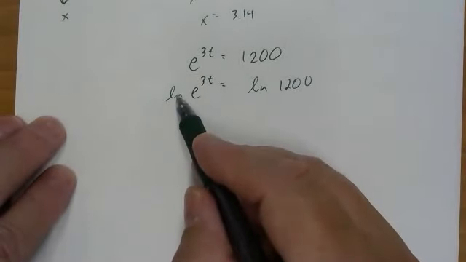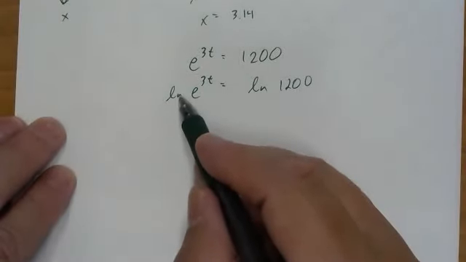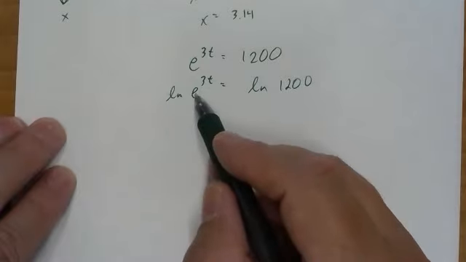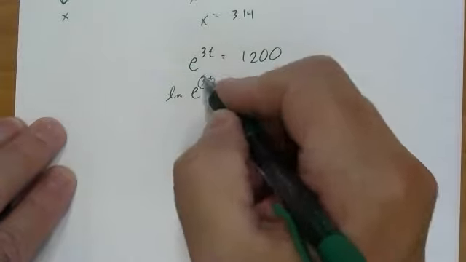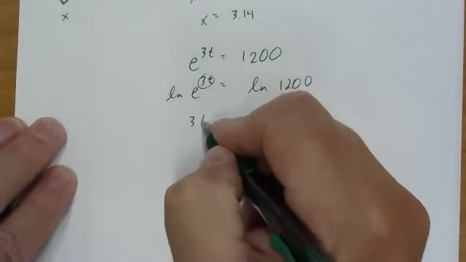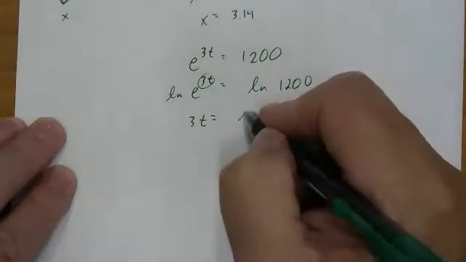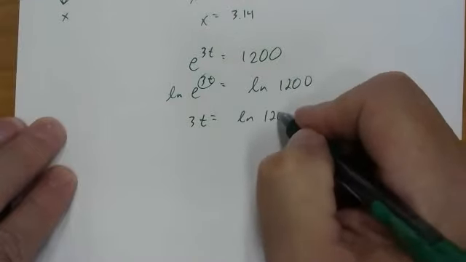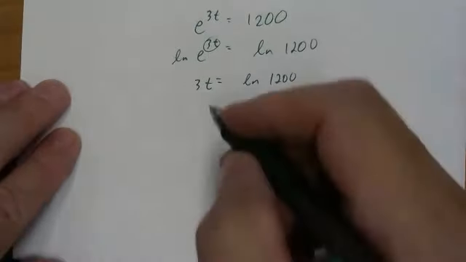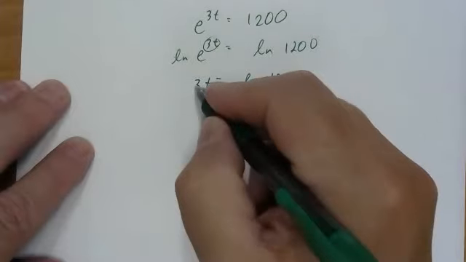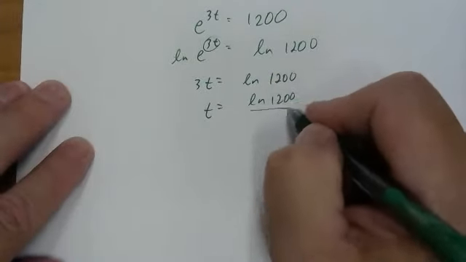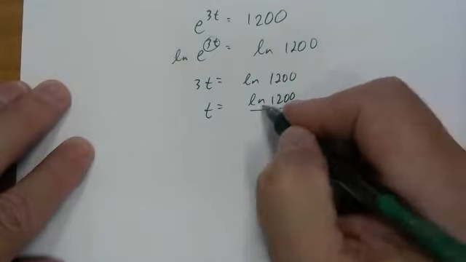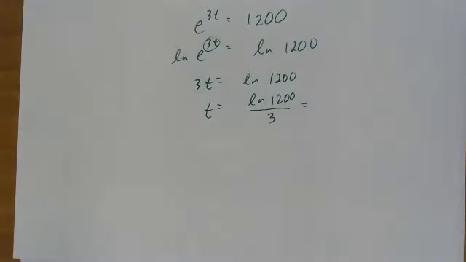Because what's the natural log of e to the 3t? The base of the log is the same as the base of my exponential function. So I know this whole thing just equals 3t. And if I want to solve for t, what do I do? Divide both sides by 3. Now I need to do this calculation: the natural log of 1200 divided by 3.